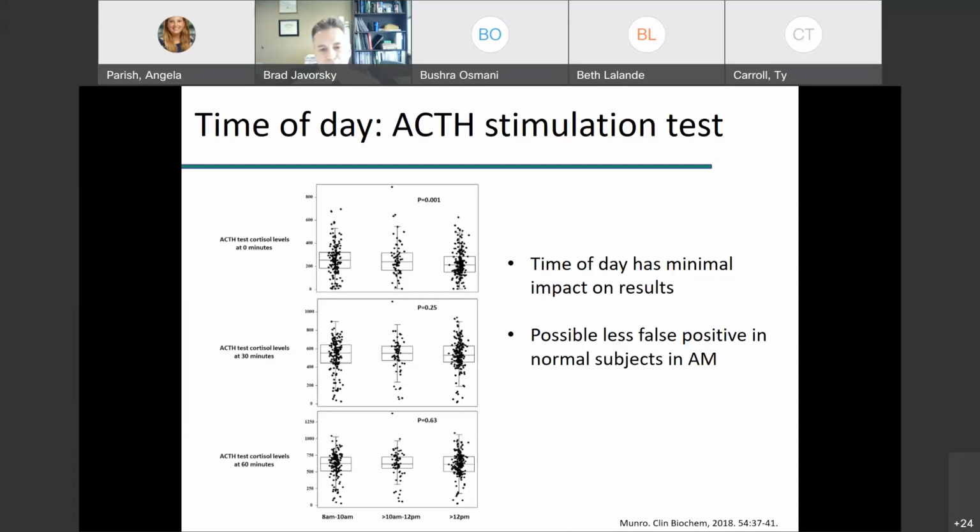The baseline level was a little bit lower later in the day, which is not surprising. But for the most part, there was no statistical difference in the results depending on the time of day. You may have a few less false positives if you did it in the morning, but other than that, there's really not much of a difference. So the time of day shouldn't matter, which is a good thing.